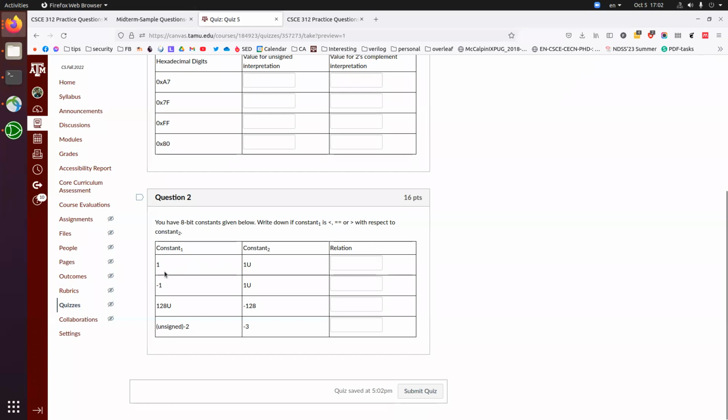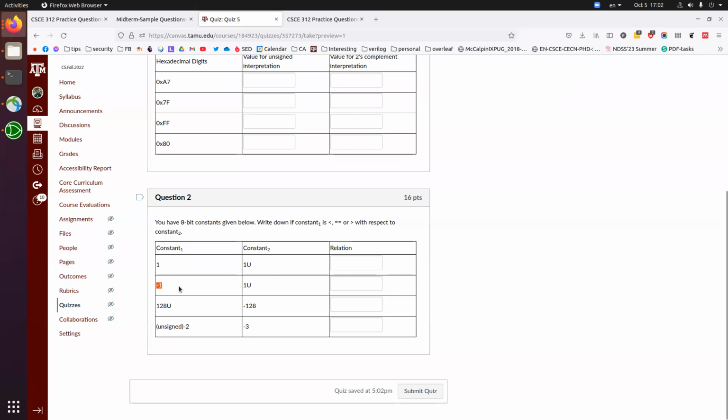So 1, that's a constant, and 1 unsigned, that's also a constant. So you know this is a signed representation, this is an unsigned representation. In both cases they are the same, so they should be equal.